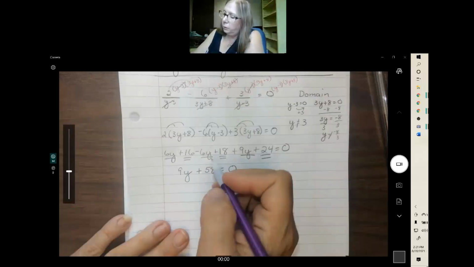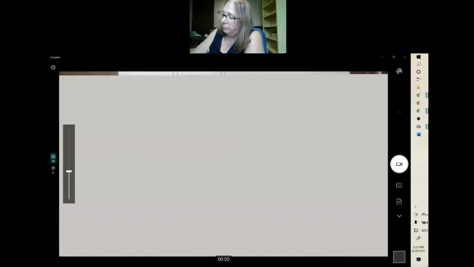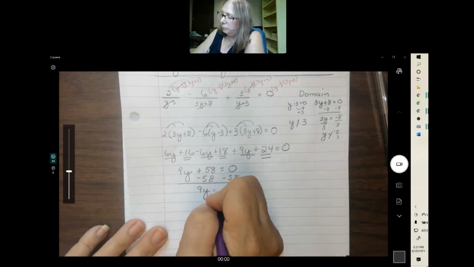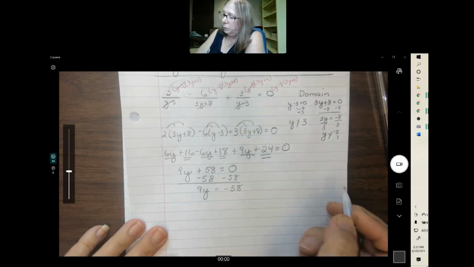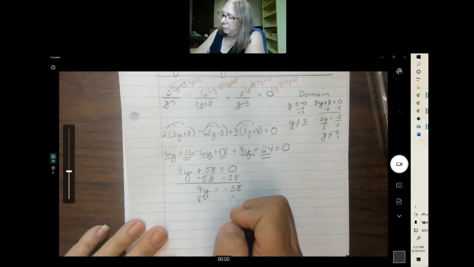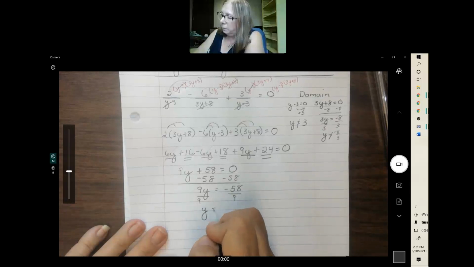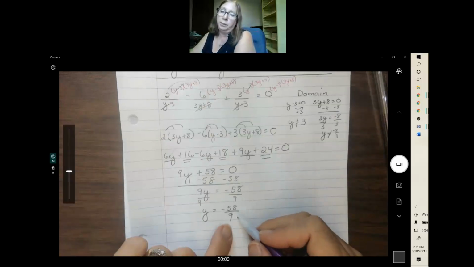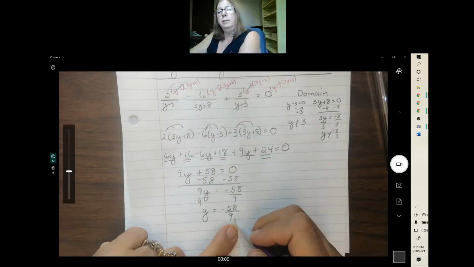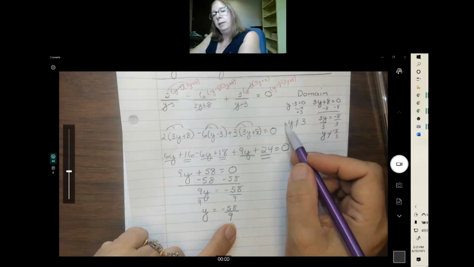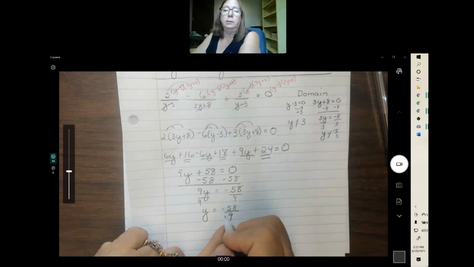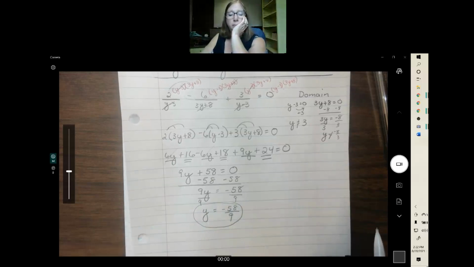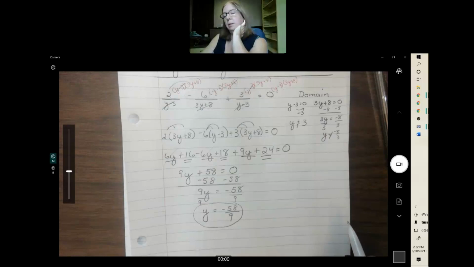Okay. Again, solving, just subtract the 58. And this is multiplied, so we divide by the 9. Then this will not reduce. So we check this answer and it's not 3 or negative 8/3, so this is a good answer. Any questions on that?